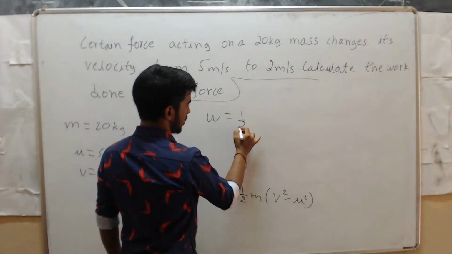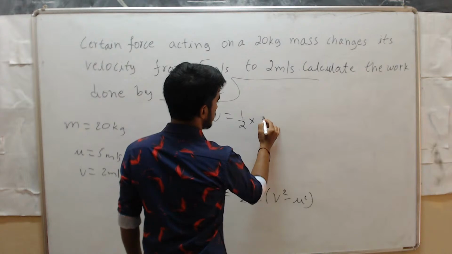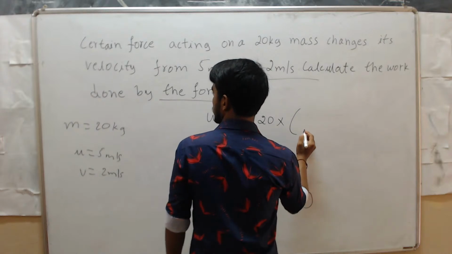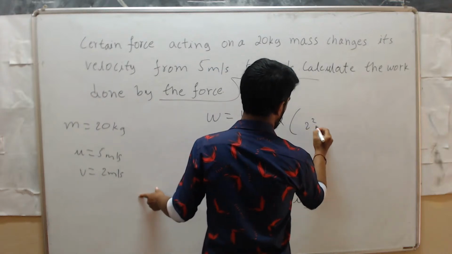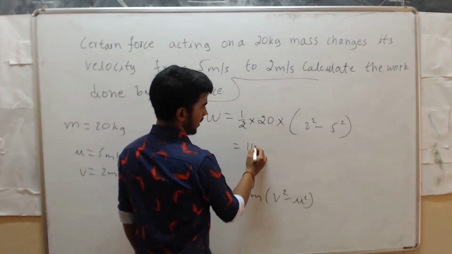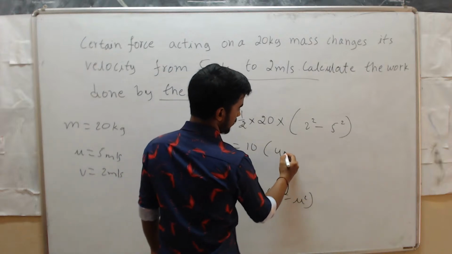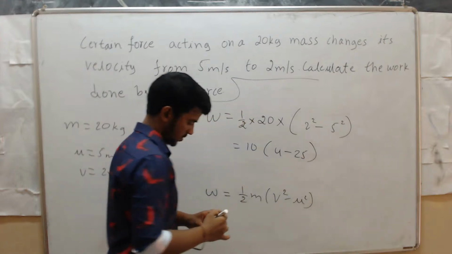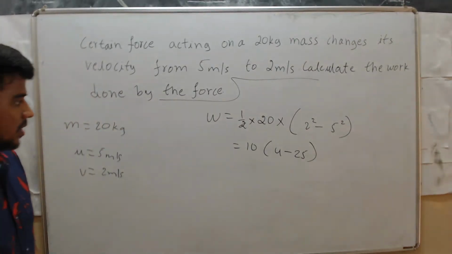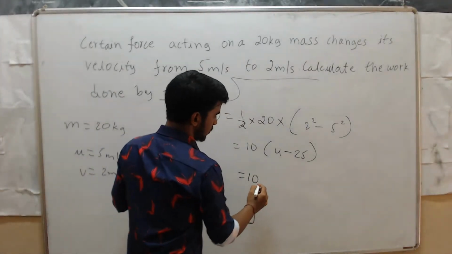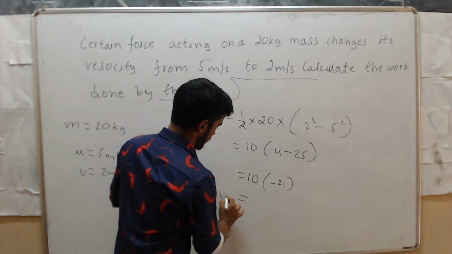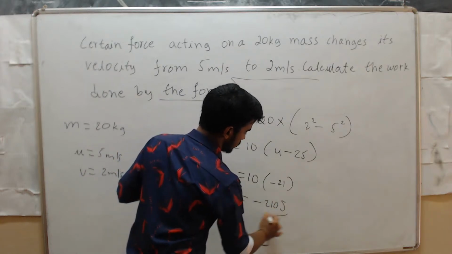W is equal to half into m, m is 20, into v square minus u square. V value is 2, so 2 square minus 5 square. Half of 20 is 10, into 4 minus 25. So 10 into minus 21. Finally work done is equal to minus 210 joules.